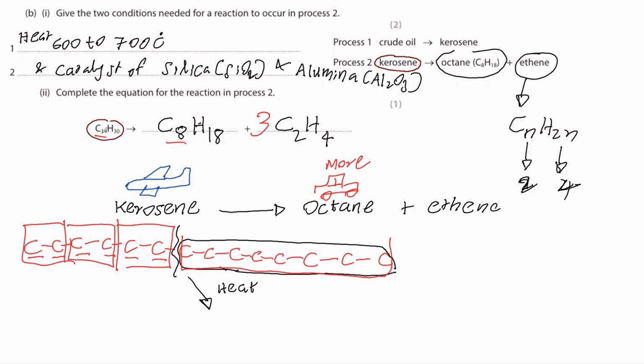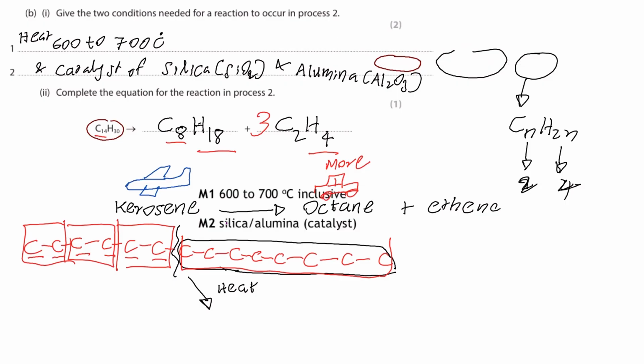So let's take 14 here. So here 8 carbon, 3 times 2 is 6, 8 plus 6 is 14. Let's see, hydrogen we have 30 here. Here we have 18, 3 times 4 is 12, 18 plus 12 is 30. Yes, it's balanced. So we have the answer. Do we have the marking scheme for this one? I think we don't need it. Yes, 600 to 700 degrees, silica, alumina as a catalyst. Yes, I think it's correct.